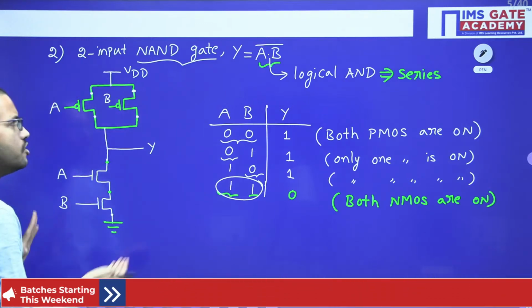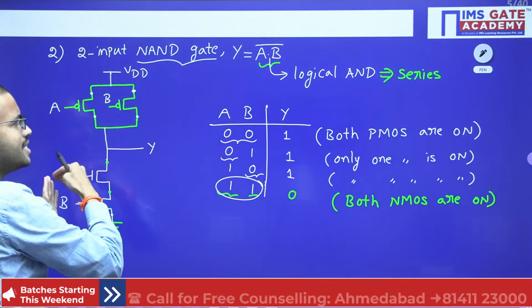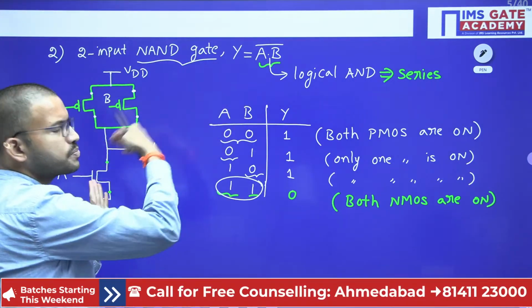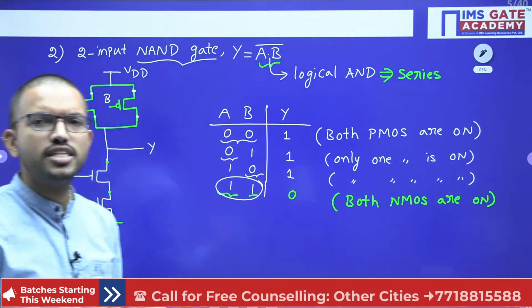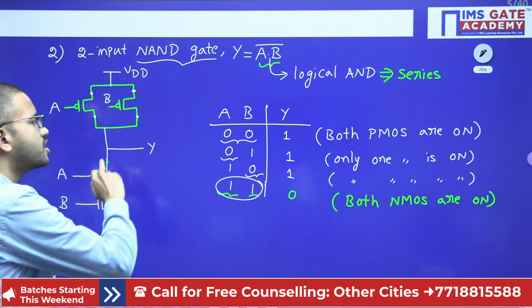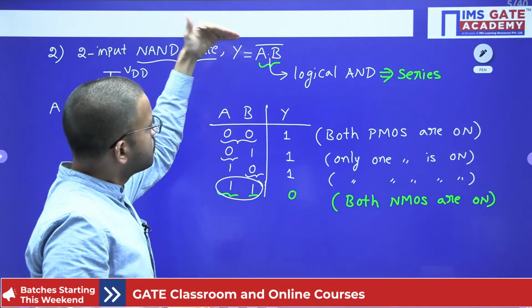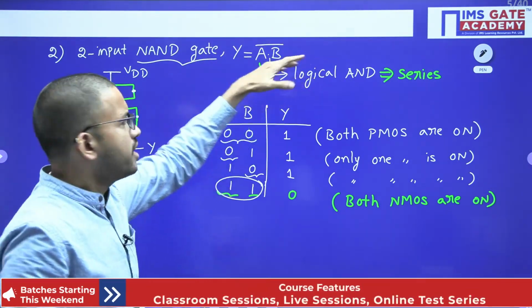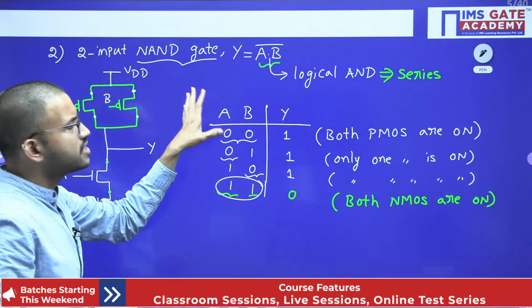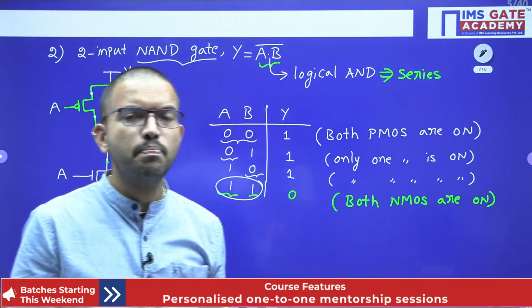You can correlate from the expression to the circuit, or you can easily understand from the circuit to the expression. In the GATE exam, sometimes they will give the circuit diagram and ask what final expression you are going to get, or sometimes they will give the Boolean function or expression, or for any logic gate, they will ask what is the minimum number of NMOS and PMOS transistor pairs required.